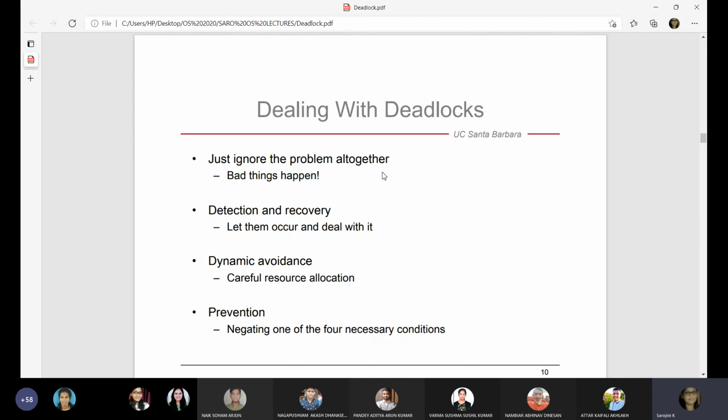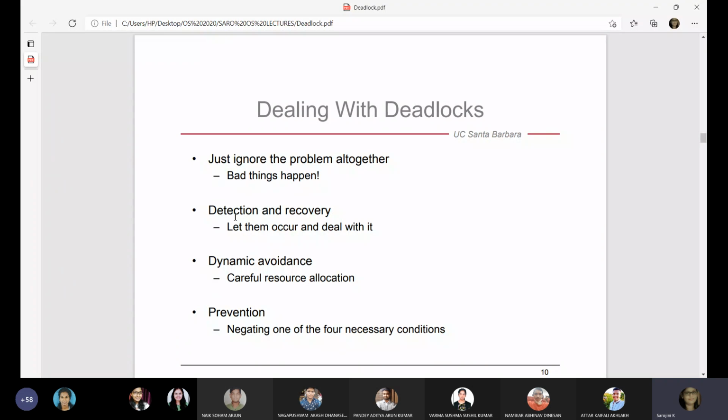Then in the multiprocessing system, everything will be released. Whatever resources were allocated, everything will be released. Then again you have to start. In the second start, we can say the deadlock will most likely not happen. So that is one way, and we are not going to bother much about this first one.